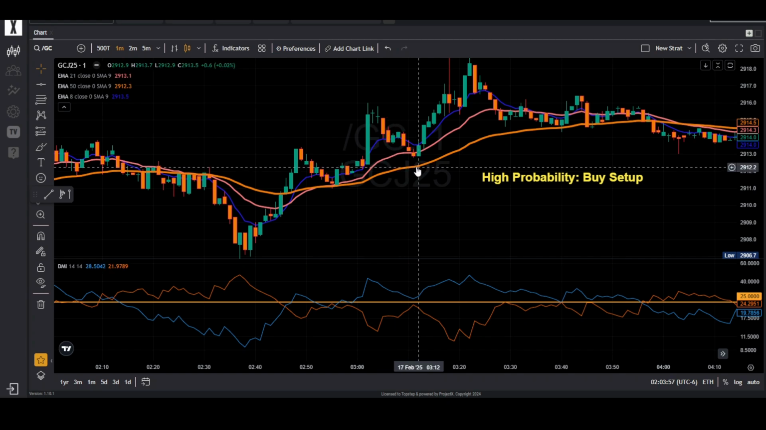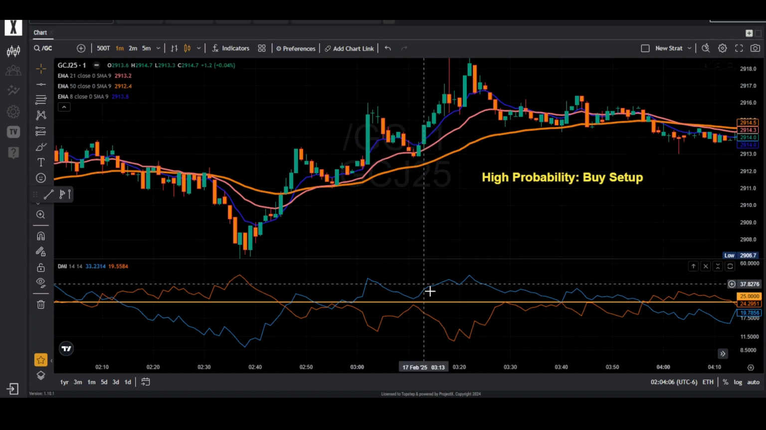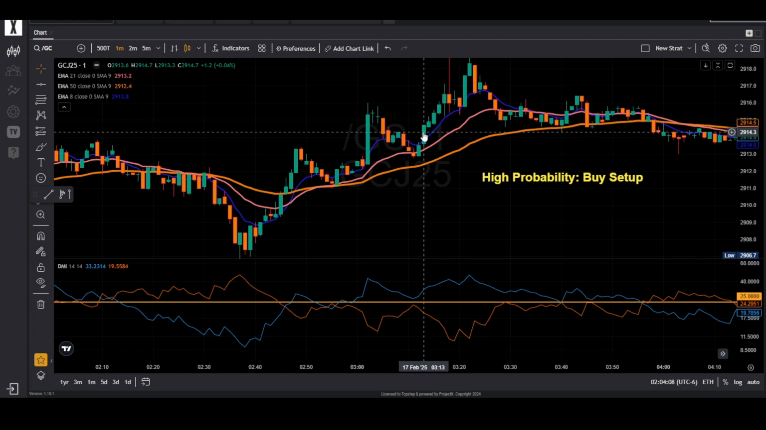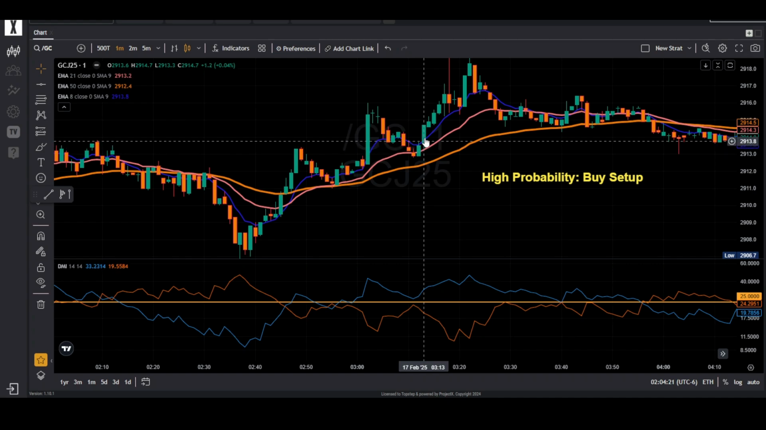The next condition is we are waiting for a candle to close above EMA 8, which it did over here. Now let's look at DMI. For this candle, if you look over here, in this area, we'll be looking at the value. It is 33.23. If you look at the previous value, it's 28.5. So it is strongly increasing. Plus, this is a momentum candle. So this is a plus setup, so we can easily take this setup.